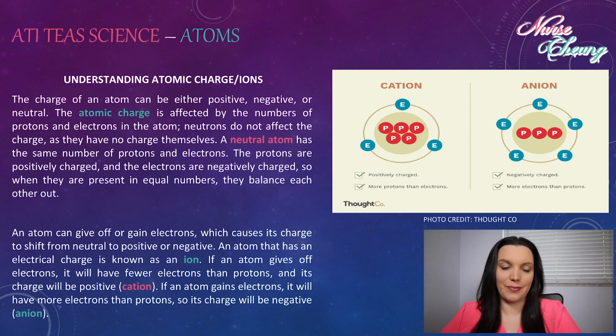An atom can give off or gain electrons, which causes its charge to shift from neutral to positive or negative. An atom that has an electrical charge is known as an ion. If an atom gives off electrons, it has fewer electrons than protons, and its charge will be positive, another name is cation. If an atom gains electrons, it will have more electrons than protons, so its charge will be negative, also known as an anion.